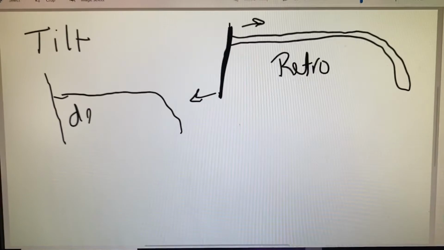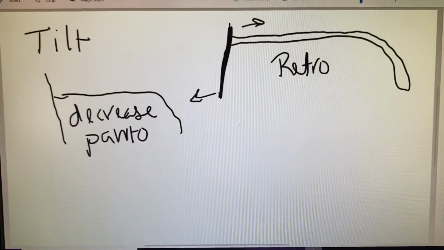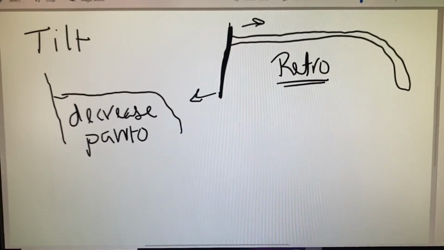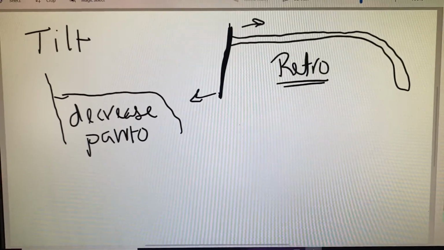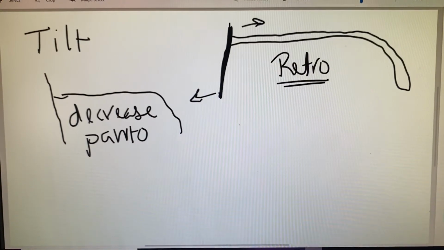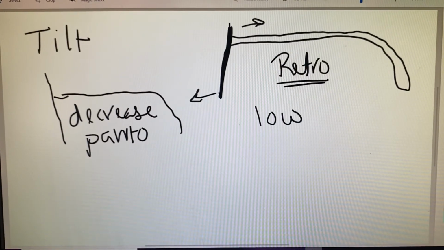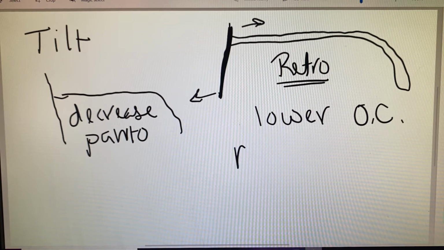So we can decrease panto and accomplish some of the same things that we would by a retroscopic adjustment. So in a retroscopic adjustment, or the decrease of panto, we are able to lower the patient's optical center or raise the segment.